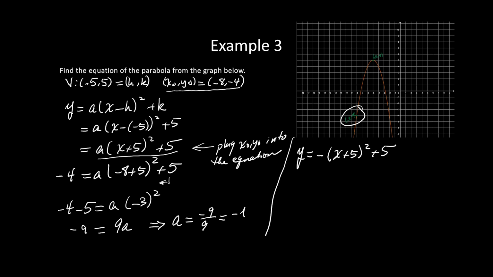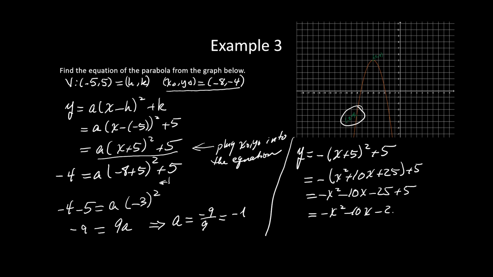Now we can expand this to get a full quadratic formula. Negative. Here we have a square of this, so we square the first. This times 2, so that's 10x. Then square that, plus 5. So that's negative x squared, negative 10x, negative 25 plus 5. This gives me negative 20, and this is the formula for my quadratic.